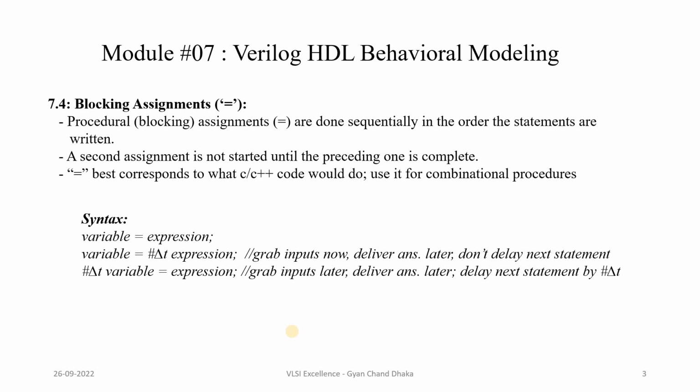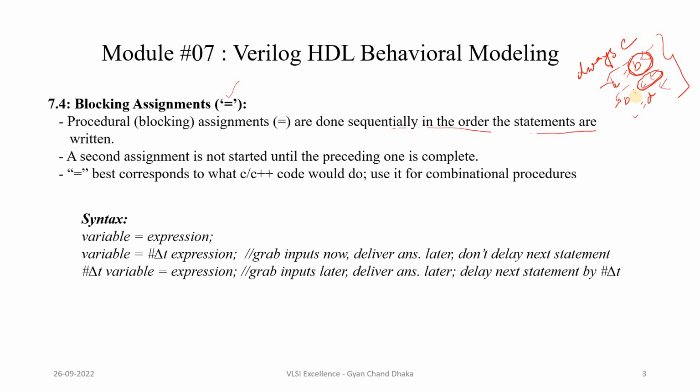Now let's see the blocking assignment. The symbol for blocking assignment is equal, and blocking assignments execute sequentially in the order the statements are written in the procedural block. For example, let's say we have an always block with three statements: a equal to b, b equal to c, c equal to d. First this statement will execute, then this one, and then this one. First the right hand side expression will get executed, the result will be assigned to the left side variable, and then for the next statement the right hand side expression will get executed and the value will be assigned to b, and then it will go to the next statement. So it happens sequentially.